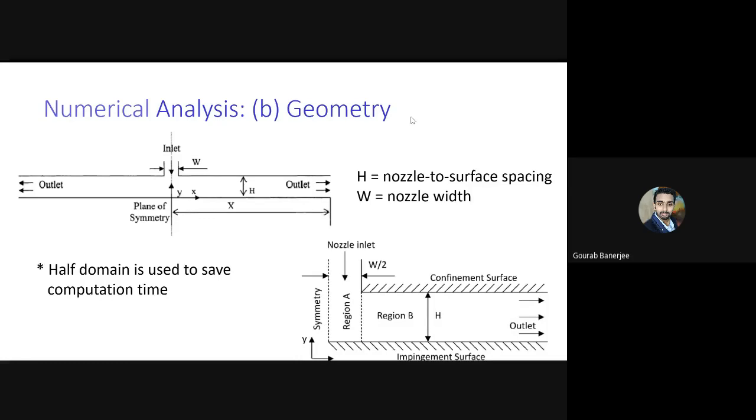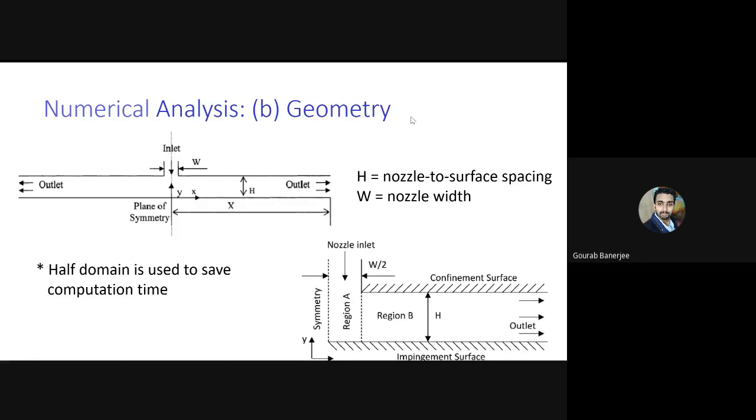The second geometry, which has been shown on the right bottom corner, we have actually simulated for both a full domain as well as a half domain. It's been seen that the results for the full domain and the half domain are in good agreement with each other. So just to save computational time, we have proceeded with the future results with only the half domain case, taking a symmetric wall.